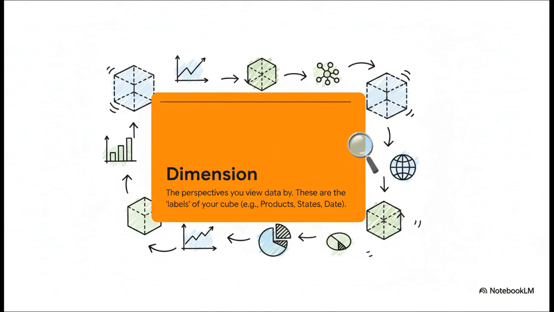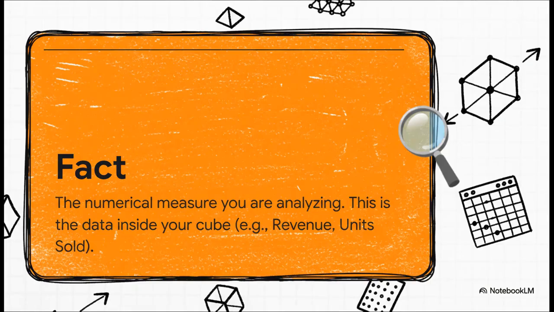Easy enough, right? And if the dimensions are the labels on the outside, the fact is the juicy data on the inside. It's the number you actually care about, like revenue or maybe units sold. And here's the key. A fact is the value that lives at the intersection of all your dimensions. So that $800 in revenue for jeans sold in Indiana during Q1, that specific number is a fact.